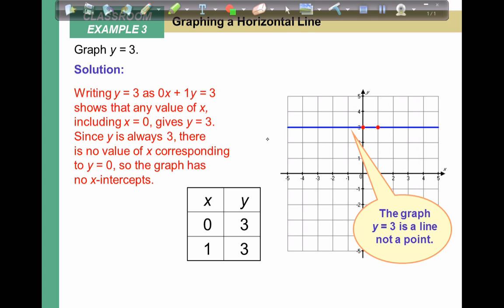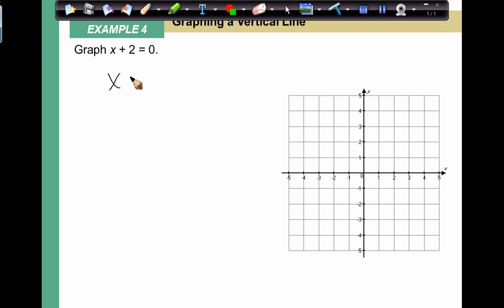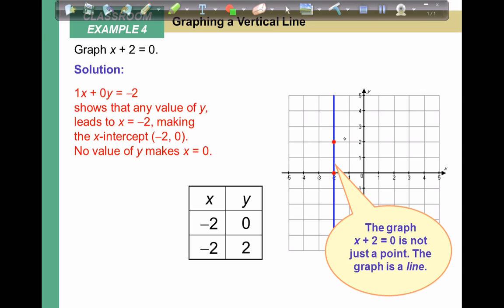Okay, what about x plus 2 equals 0? Well, if we subtract 2 from both sides, we get x equals negative 2. So if we go to negative 2 on the x-axis, it's right here, and x equals negative 2 all along this vertical. Okay, so this is our graph. So we get this vertical line right here.